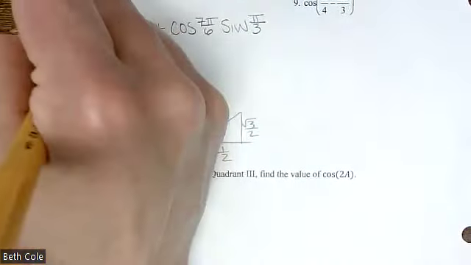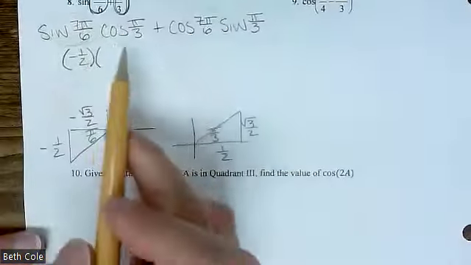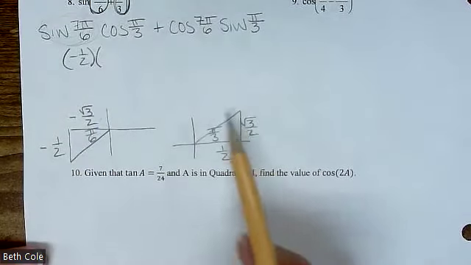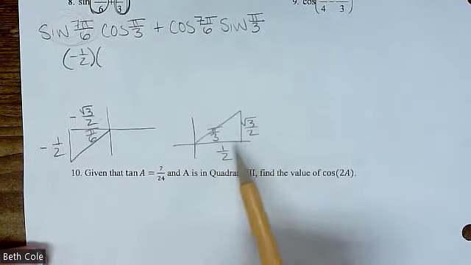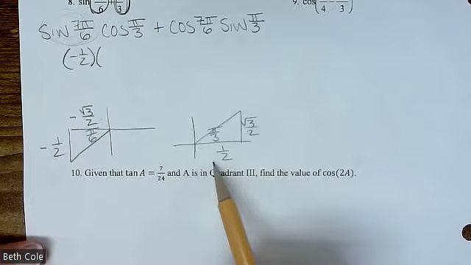Yeah, the negative 1/2, good. And then you're going to do cosine of pi over 3. So you're going to look at this picture. Which one of these is cosine? 1/2.